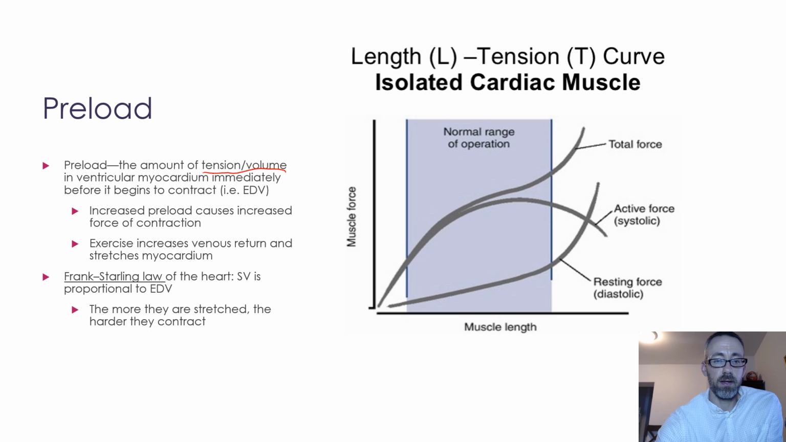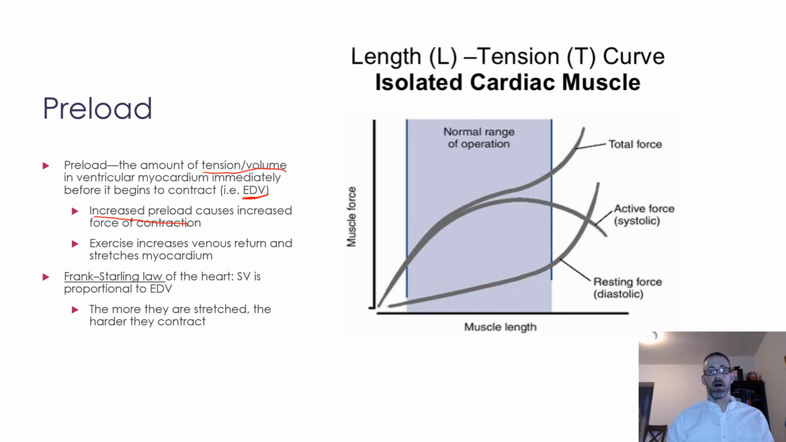And so right before it's about to contract, there's our end diastolic volume. So what's that total volume? That's our preload. And here's what I put now: an increased preload causes an increased force of contraction. In fact, the more volume we put inside the ventricle, the stronger the contraction you're going to get.